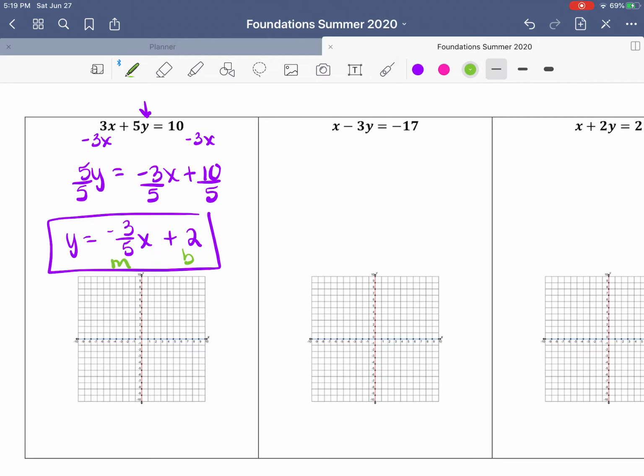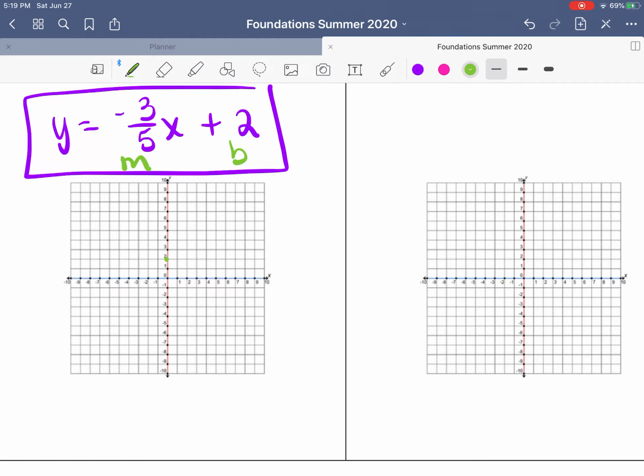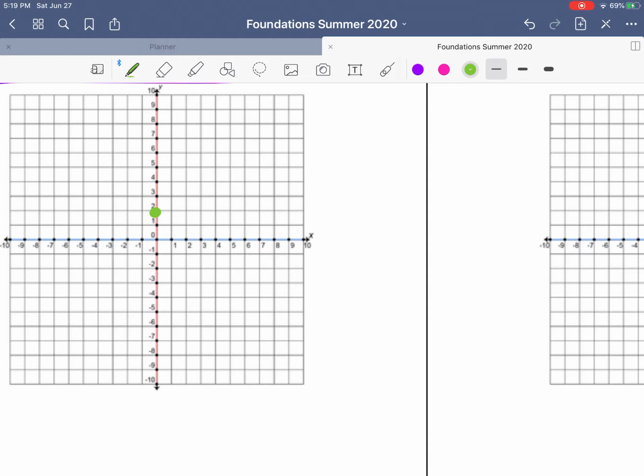So pause it, try to graph it, and then unpause it when you're done. You should have a point here at 2. From 2, you go down 1, 2, 3, run 1, 2, 3, 4, 5. You could do another iteration if you wanted. 1, 2, 3, 1, 2, 3, 4, 5. And draw your line.